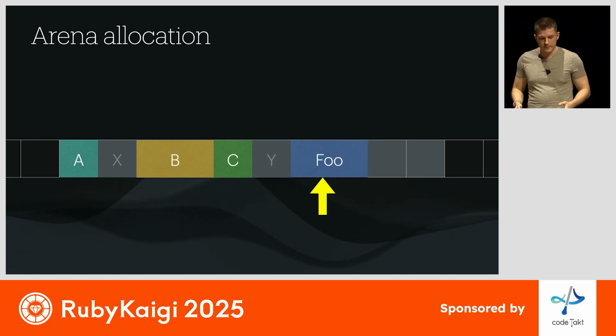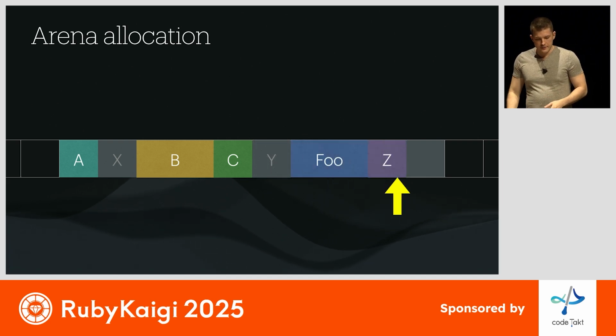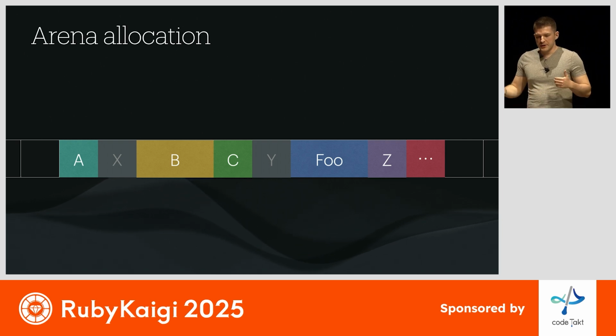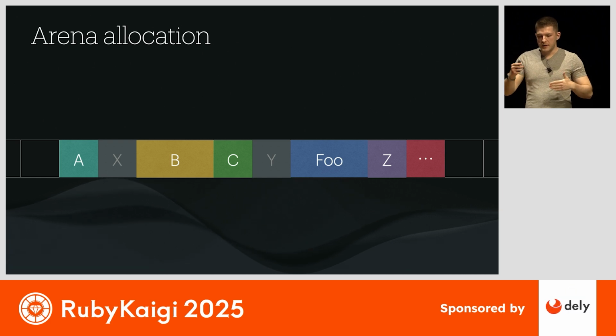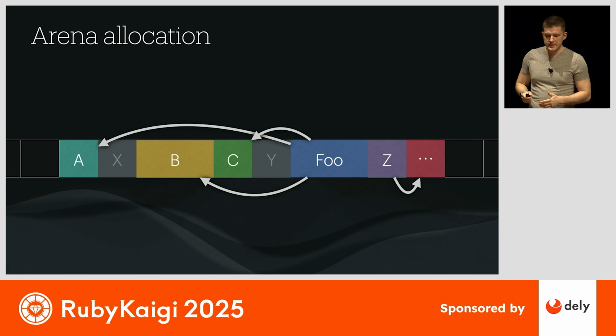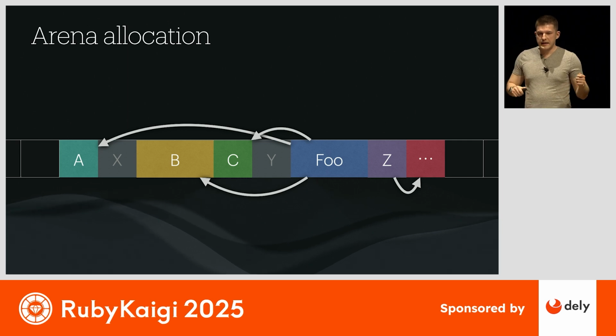Maybe we finish with Y. Here's our foo. Maybe we'll have some other objects to allocate, and so on. Now, a cool thing here is that this allocator lets us have objects that point amongst each other in any which way. So like before, our foo can own an A, a B, and a C. And these pointers can have cycles, they can be transitive, like we don't have to care.